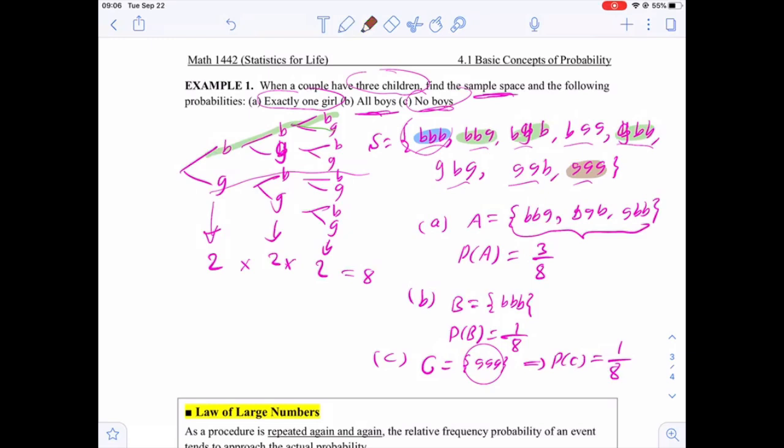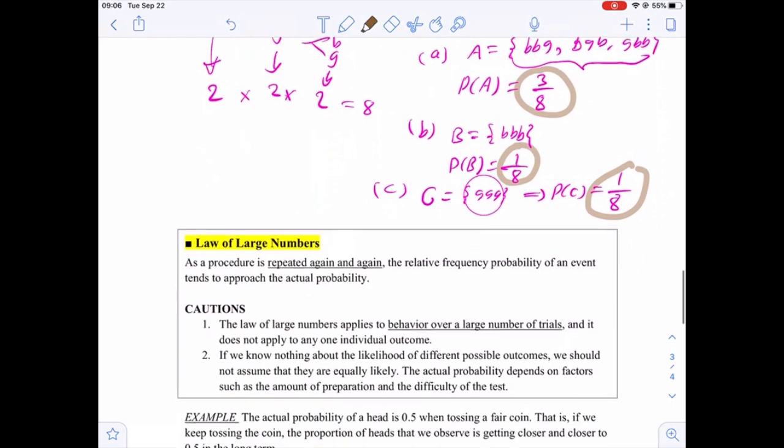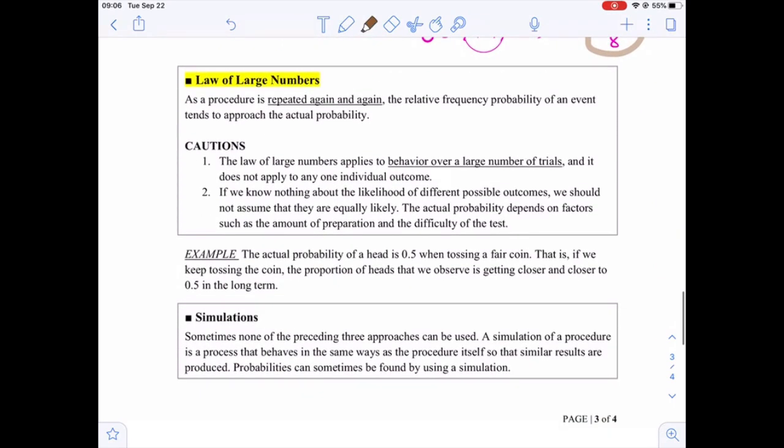So that's the probability. As you can see, if you look at these probabilities, they are less than 1 and greater than 0. And that's the case.